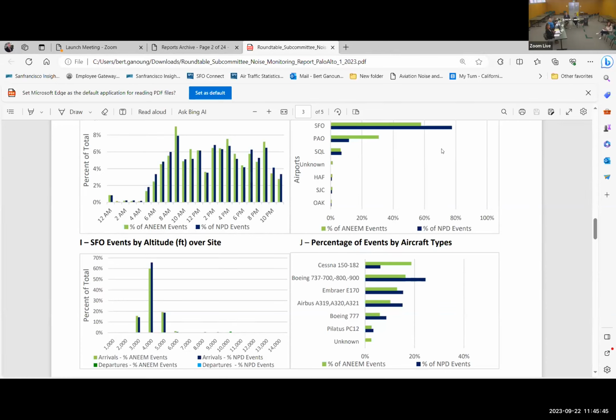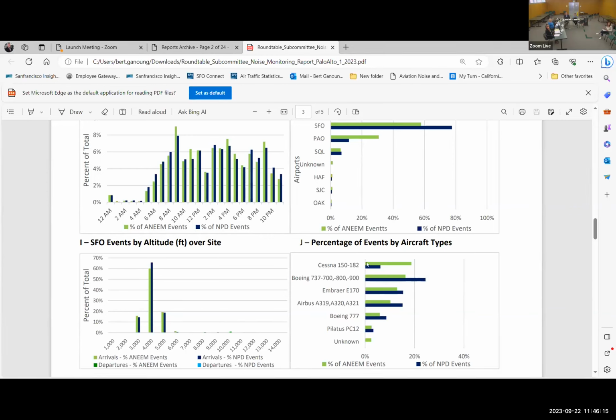Again, by airport, SFO, obviously that site would be the lead. Palo Alto Airport and San Carlos Airport come behind. And then we have SFO events by altitude. Most of them occur in the 4,000 foot range. That's one of the reasons why we're working with GBAS. Hopefully we can have even higher approaches and bump that up. Every 1,000 feet, you lose approximately 3 decibels.